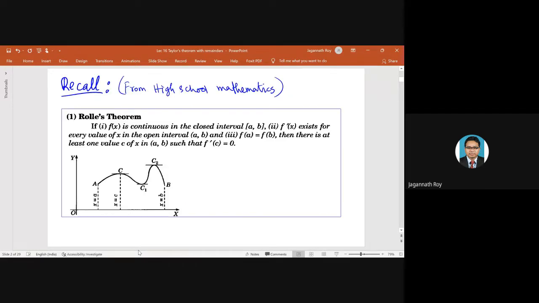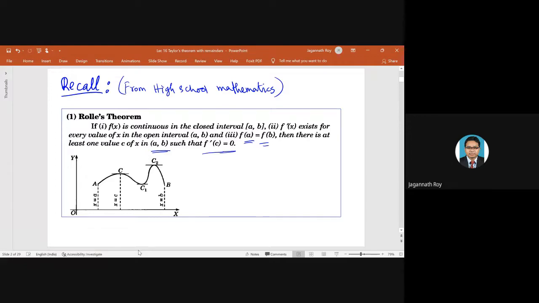Now, if we recall our high school mathematics, we have seen Rolle's theorem: if a continuous function is defined on a closed interval [a, b], and if the derivative exists on the open interval (a, b), also with the condition that f(a) equals f(b), if these three criteria are satisfied, then there is at least one point c in the open interval such that f'(c) equals 0, that means the slope will be parallel to the x-axis. That's what we have seen in our high school mathematics.